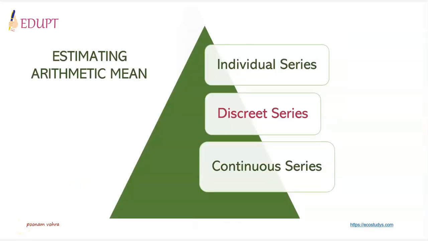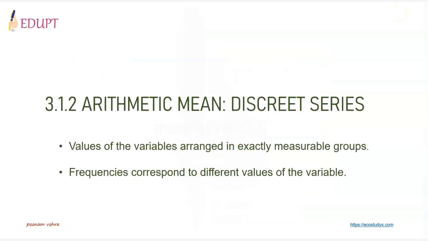Recalling discrete series, it is also called as ungrouped frequency distribution. In discrete series, the values of all the units are arranged in groups which are exactly measurable. So all the values of the variables are divided into certain groups, and various values of the variable are represented along with their corresponding frequencies. Frequency means the number of times that value occurs.